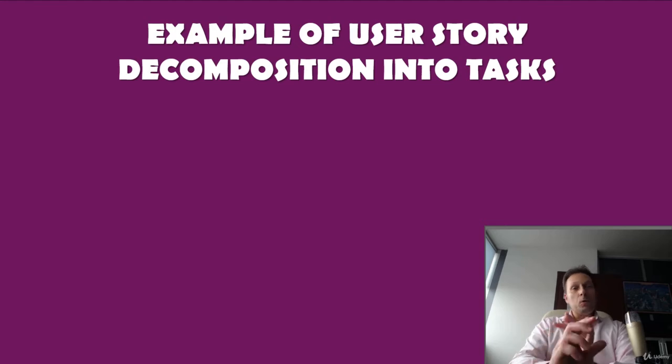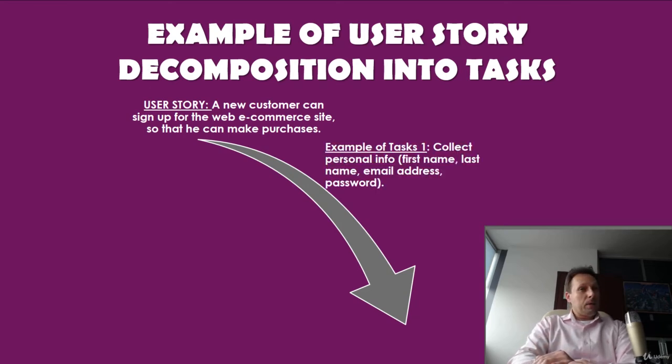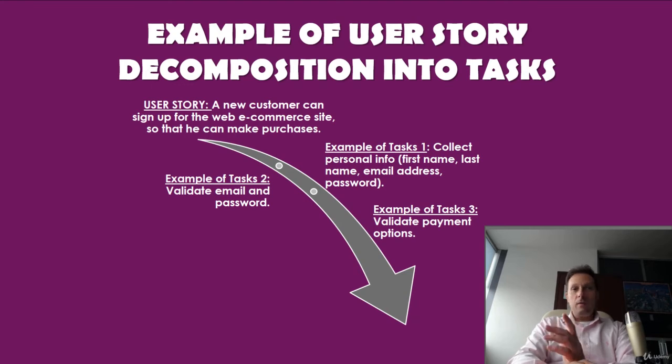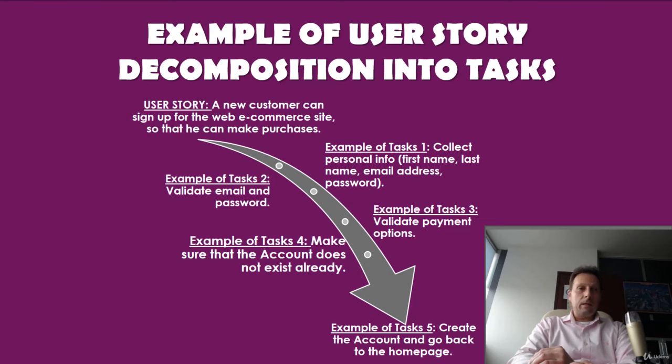Now let's see an example of a user story decomposition into tasks. So let's imagine a user story: a new customer can sign up for a web e-commerce site so that he can make purchases. Now we'd see a couple of tasks related to this user story. The first task could be collect personal information: first name, last name, email address, password, etc. Another example would be validate email and password. Another task could be validate payment options. Another task could be make sure that the account does not exist already. And another task can be create an account and go back to the home page.